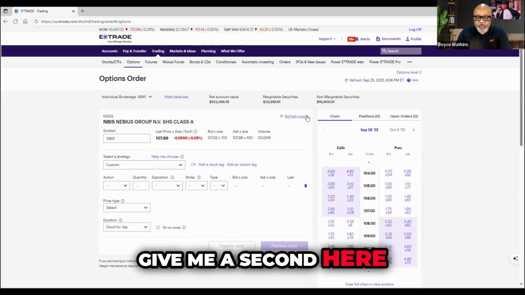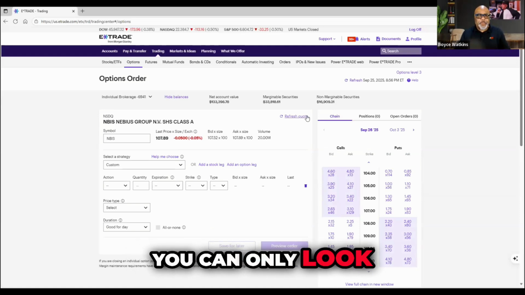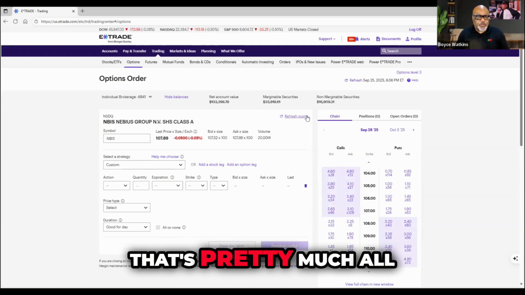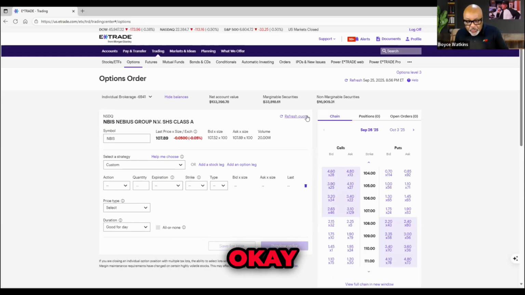Give me a second here. I'll give you my 2 cents on it in terms of what I see. You can't predict the direction of the stock. You can only look at the behavior of the stock. That's pretty much all you can get. The direction, only God knows what the direction is. Okay.